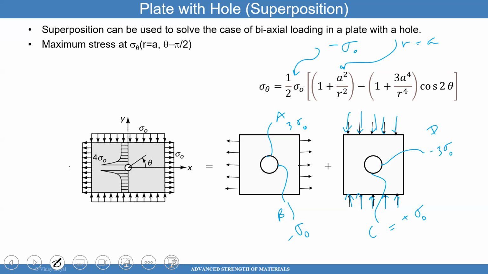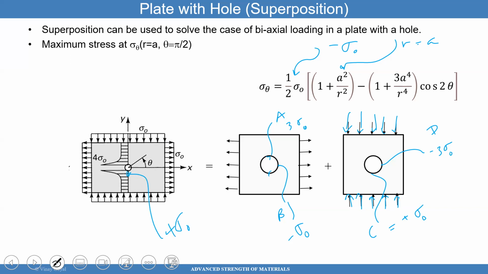So now I'm ready to see what the total effect is. The hoop stress is the highest at this point and at this point, and that's 3 sigma naught. So 3 sigma naught plus sigma naught is 4 sigma naught. So that's the stress state right there, 4 sigma naught.